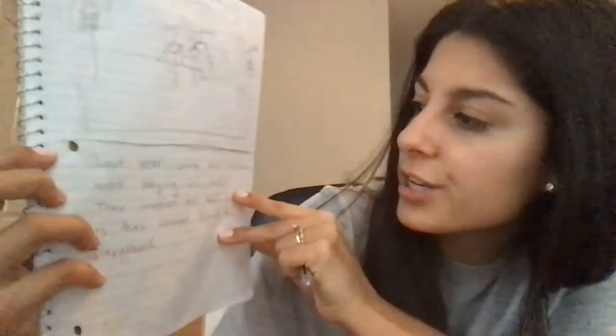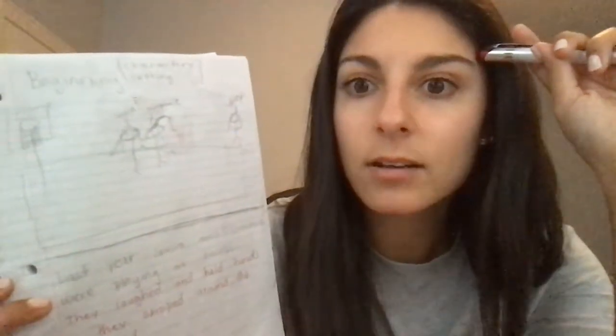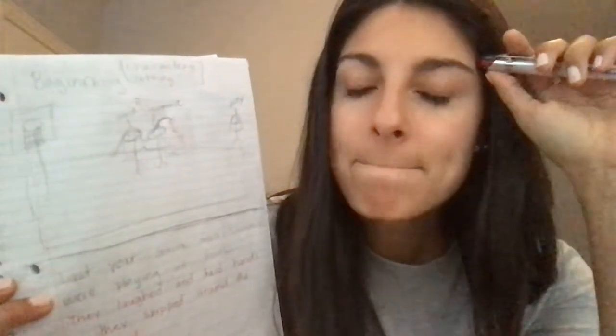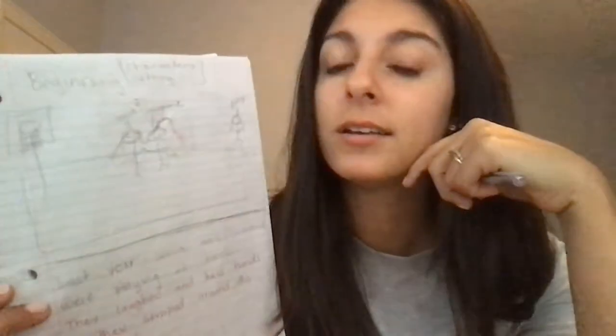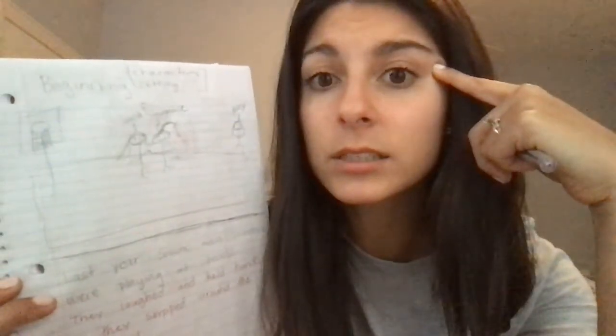So I said, last year, Sonia and Sammy were playing at recess. I started with a capital and I ended with a period. I'm good. Now let me think here. How can I add detail? Well, let me think about my 5 senses. So things that the characters might be hearing. What might they be eating or tasting? What might they be smelling or seeing?